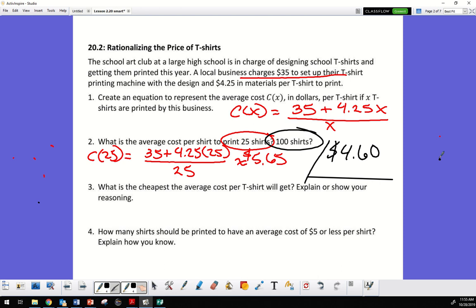Now, what is the cheapest average cost t-shirt we'll get? Explain to show your reasoning. So we're going to explain our reasoning on this. I have my function, which is the cost of x, 35 plus 4.25x over x. Now, I want to talk about end behavior. End behavior would be the cheapest it's ever going to get.